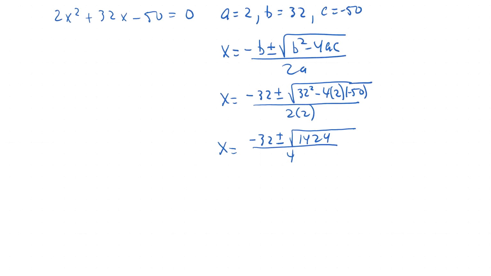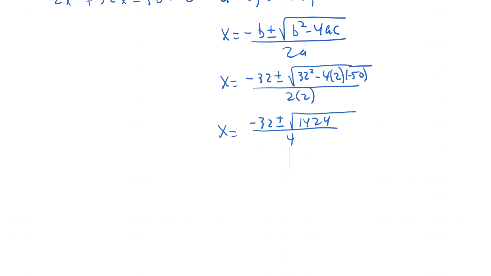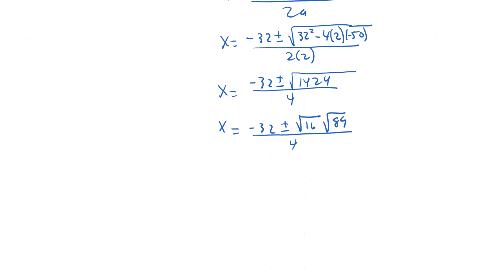If we keep it in exact form, I've got to look for a perfect square that goes into 1424, and I played with this off the video a little bit, so I know that this is going to simplify to negative 32 plus or minus the square root of 16 times the square root of 89, divided by 4. So then this simplifies to x equals negative 32 plus or minus 4 square root 89, divided by 4.